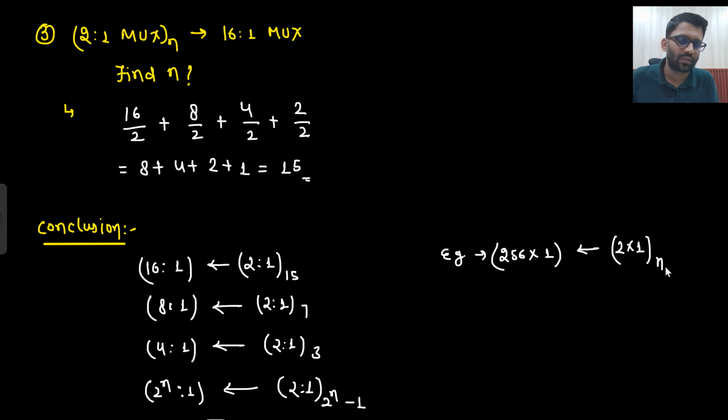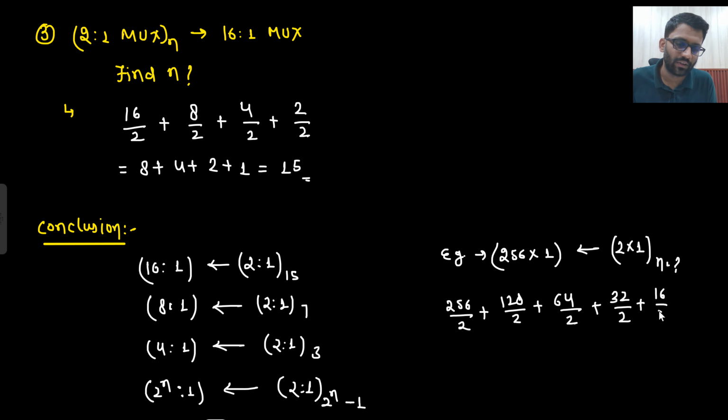From 2 cross 1, how many muxes will be needed? One thing you can do is divide 256 by 2. What do you get? 128. Divided by 2, 64. 64 is also divisible by 2, giving 32. 32 again divisible by 2, 16. 16 again divisible by 2, 8. 8 again divisible by 2, 4. 4 again divisible by 2, 2. 2 divisible by 2 gives 1. So that's it. This is how you can calculate what this number will be.